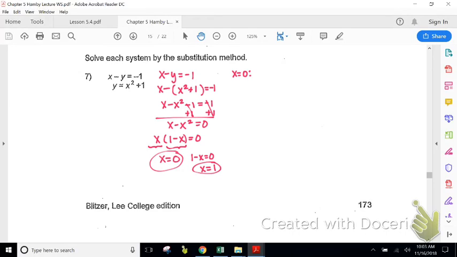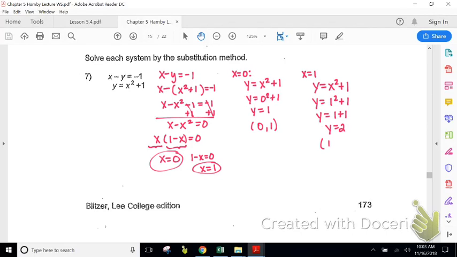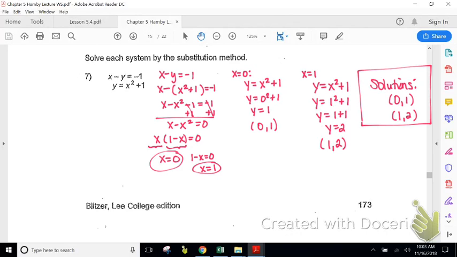So when x is 0, remember, we know that y is equal to x squared plus 1. So plug in your 0, and we get y equals 1. So we have the ordered pair (0, 1). And then when x is 1, plug it in, and we get the ordered pair (1, 2). And so our solutions there were (0, 1) and (1, 2). And how can I check that? Yeah, plug each of them back in. So plug (0, 1) into both equations, it better make it true. And plug in (1, 2) into both equations, and it needs to make it true.